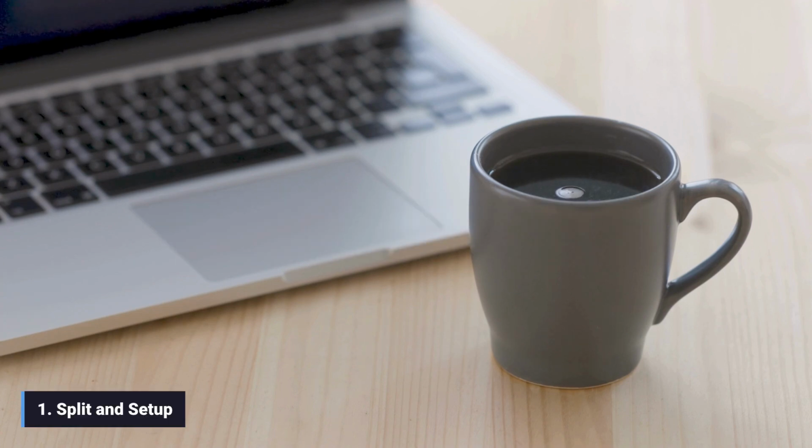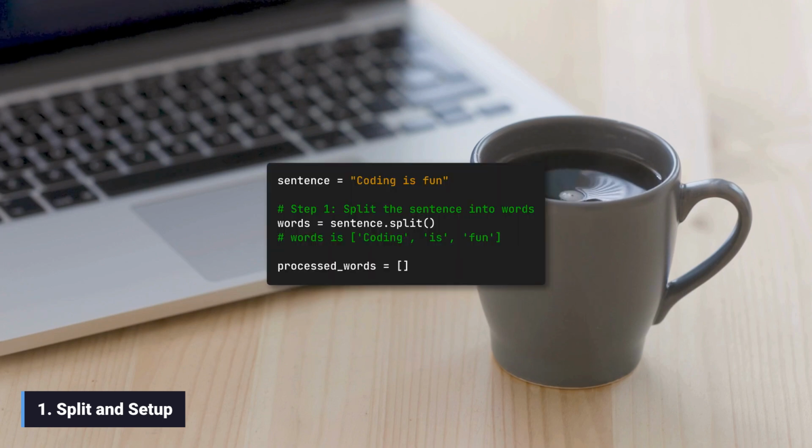1. Split and setup. We start by defining our sentence. The first step is to use the split method to break the sentence into a list of individual words. We also initialize an empty list, processed_words, to store our reversed words.